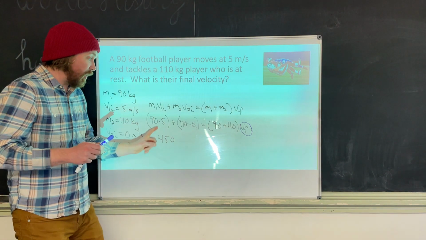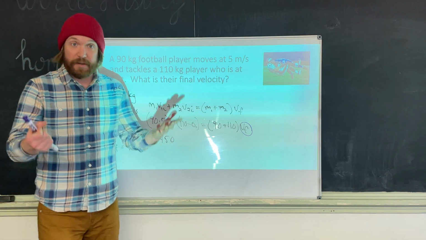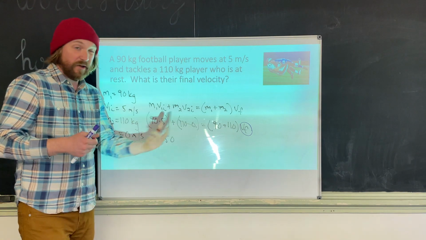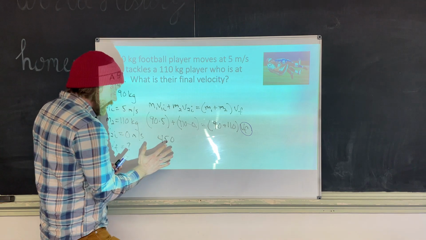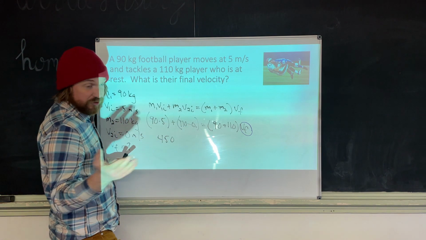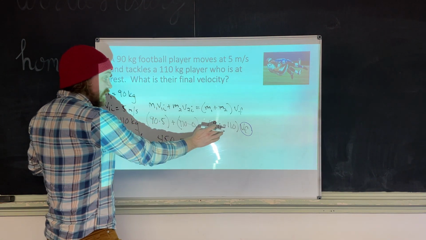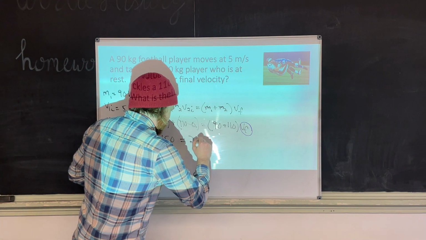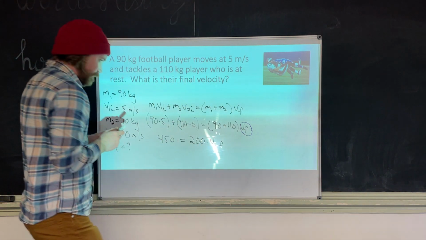Now, notice I'm doing all of my multiplication before I do any of my addition. Why? PEMDAS, parentheses, exponents, multiplication. It's also why I put parentheses around these, so to remind myself to do that first. So for this side of the equation, 90 times 5 is 450, plus 110 times 0, which is 0. Anything plus 0 is itself. So that's that side of the equation. The other side, I have 90 plus 110. 90 plus 110 is 200. We're doing that first, and then we're going to multiply that by VF.